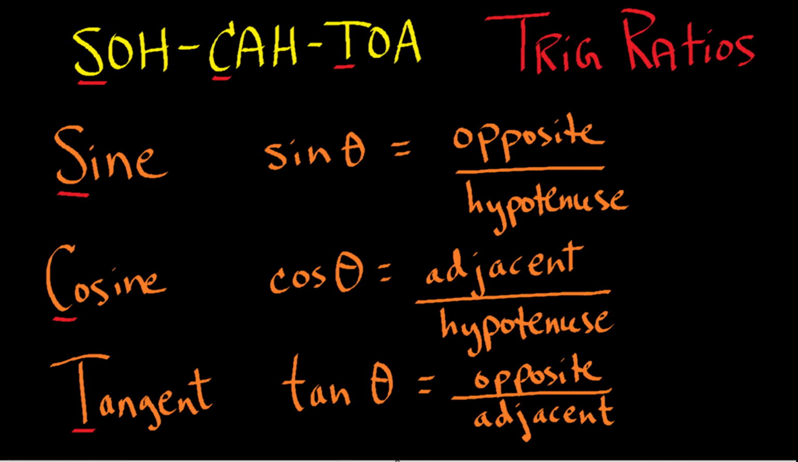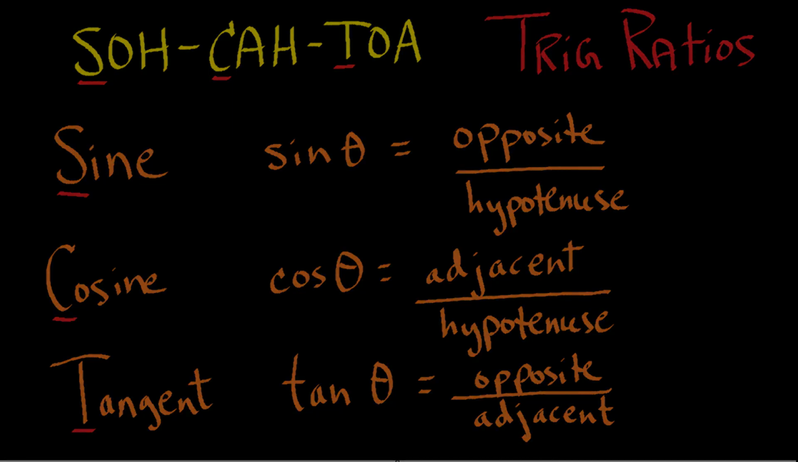Basically these mean sine of an angle theta equals the ratio of the opposite side over the hypotenuse. Cosine of an angle theta equals the ratio of the adjacent side over the hypotenuse, and tangent of angle theta equals the ratio of the opposite side over the adjacent side.